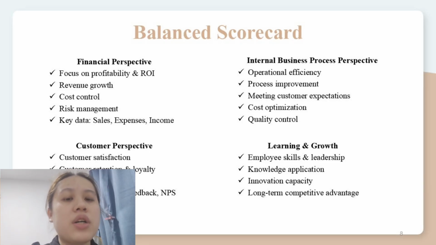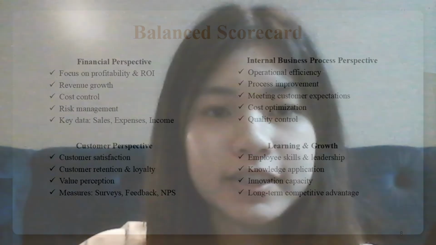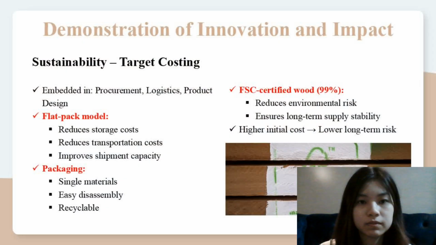The last one is the organizational capacity perspective, also known as learning and growth. This focuses on employee skills, leadership, and innovation capability. This ensures that IKEA can continuously improve and maintain its competitive advantage. Now that we have looked at IKEA strategy technique, let's move on to part 3, where we demonstrate how this strategy creates innovation and real impact for the company.